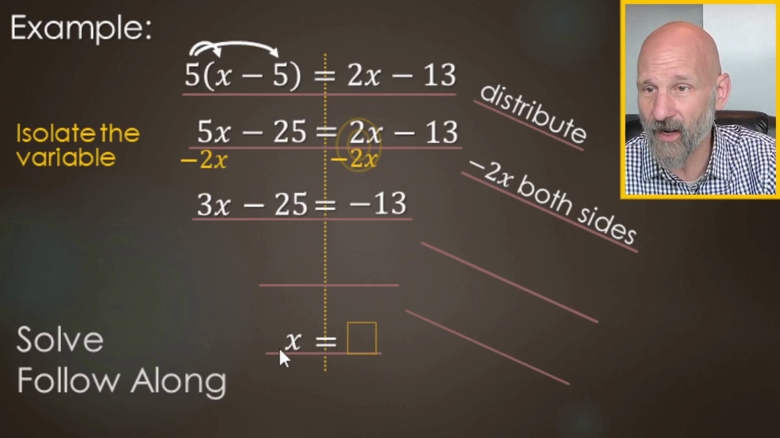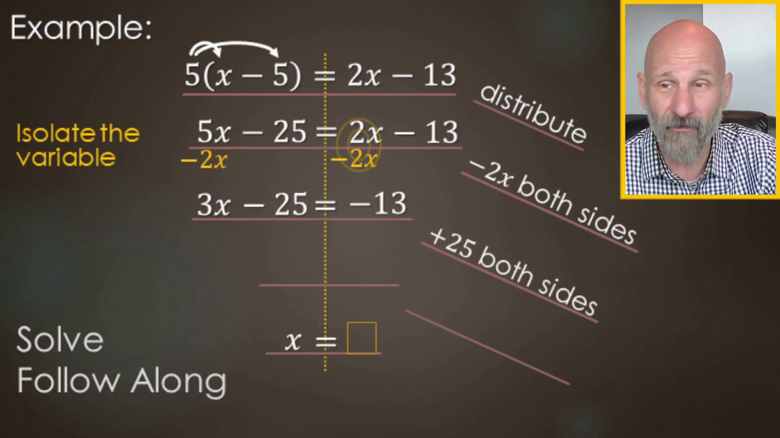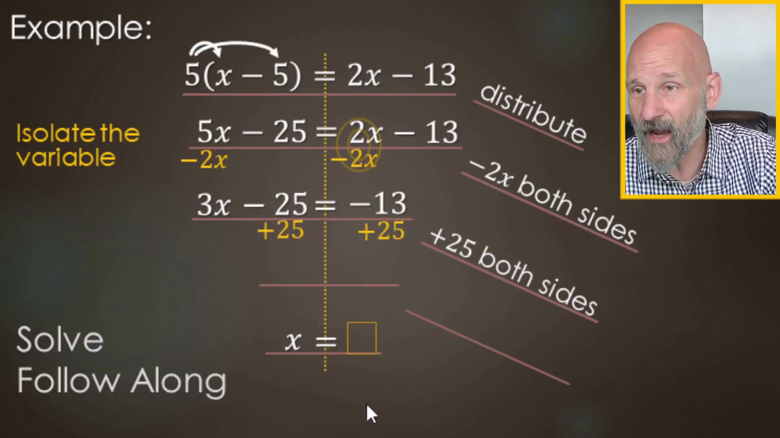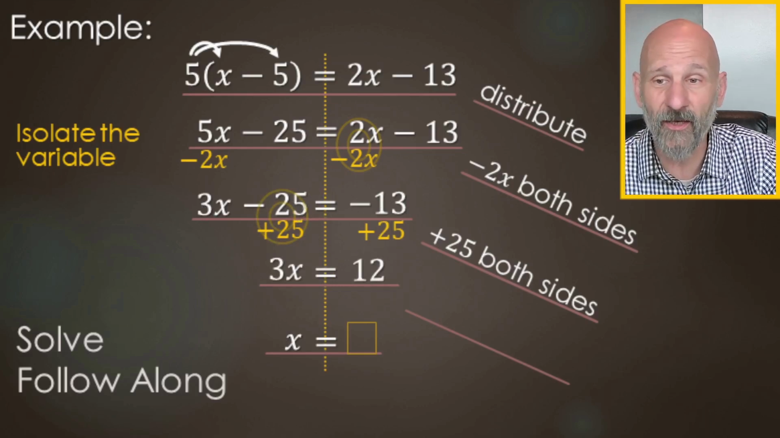We want to get x by itself, so we're gonna undo the minus 25 with a plus 25 to both sides. So it looks like that. So that leaves us with 3x's, no more 25s, equals negative 13 plus 25 is gonna make a 12.